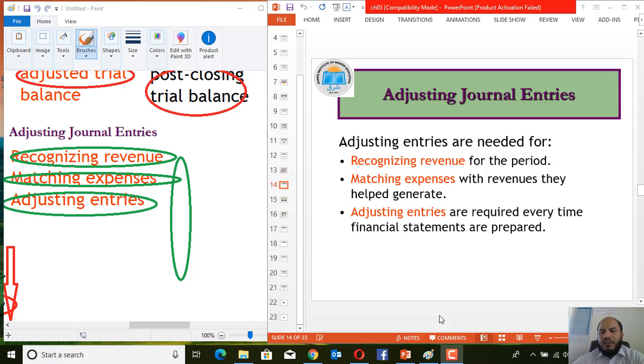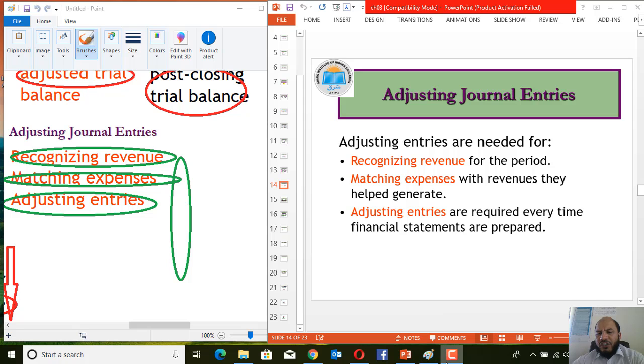In our earlier video, we discussed some of the important terminologies of accounting, the rules for debit and credit, the accounting cycle, and so on. Our discussion today is about adjusting journal entries. We touched on this slide only briefly in our earlier video, but now we will explain it in much more detail.